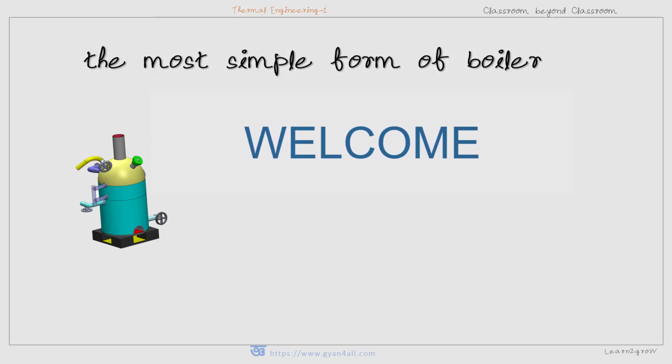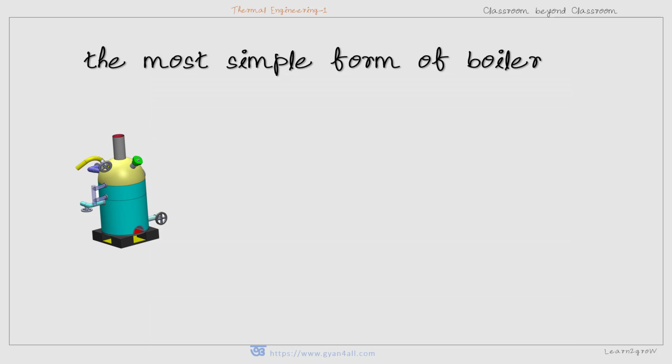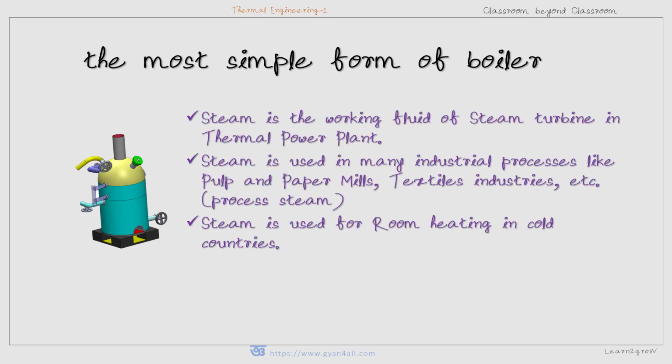Welcome. Today we will learn about the simplest form of a boiler. We have already discussed the definition of a boiler. A boiler is a closed vessel to produce steam at high pressure from water by application of heat. And the heat is obtained by burning a suitable fuel in the furnace.